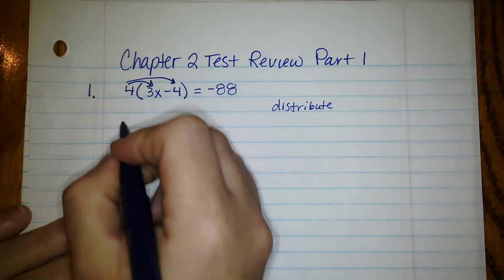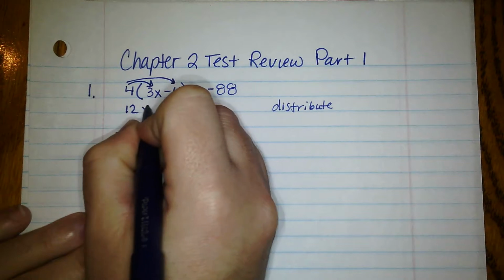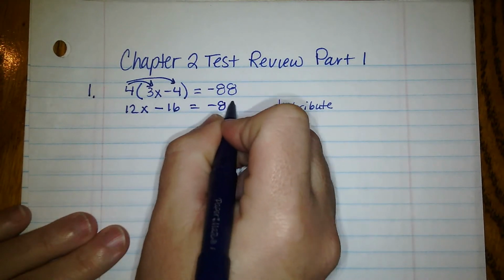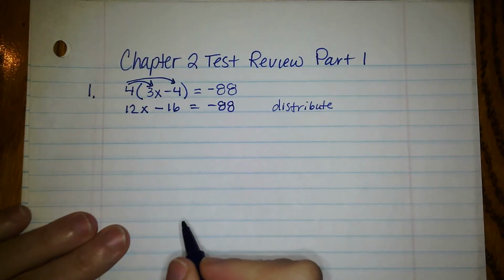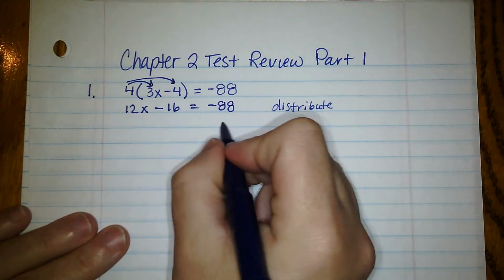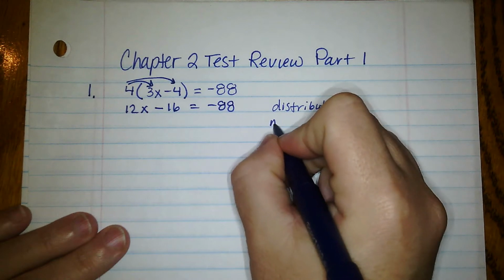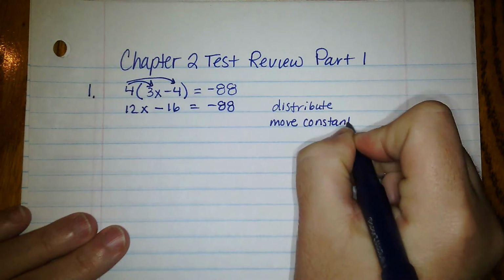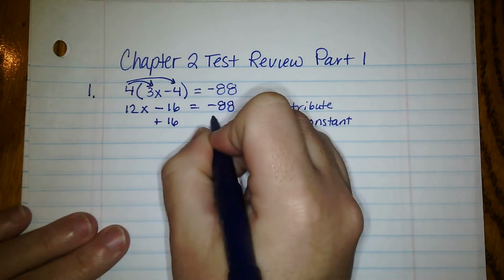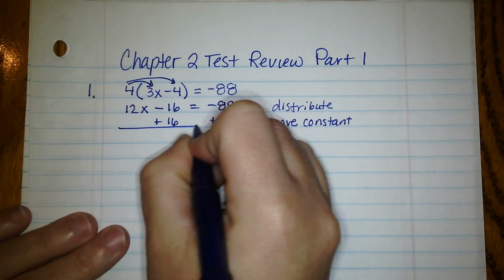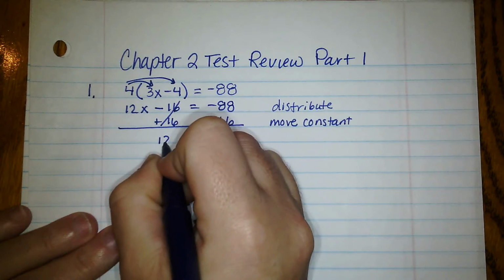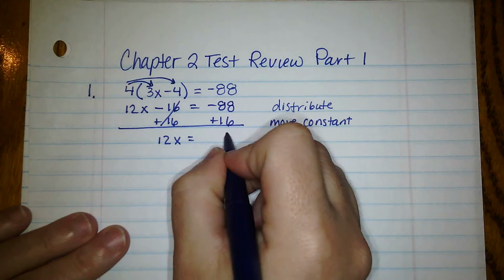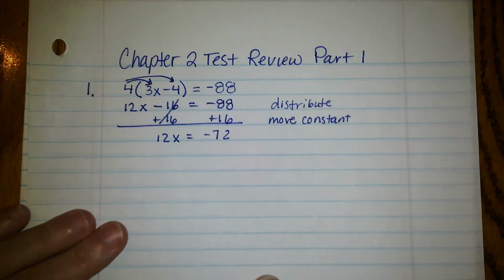So 4 times 3x is going to be 12x, and 4 times negative 4 is negative 16, and bring the rest down. After you distribute, you're going to want to move your constant to the right side so that you can get the variable all alone. So we're going to add 16 to both sides. Those cancel, 12x comes down, equals, and this is going to be negative 72.